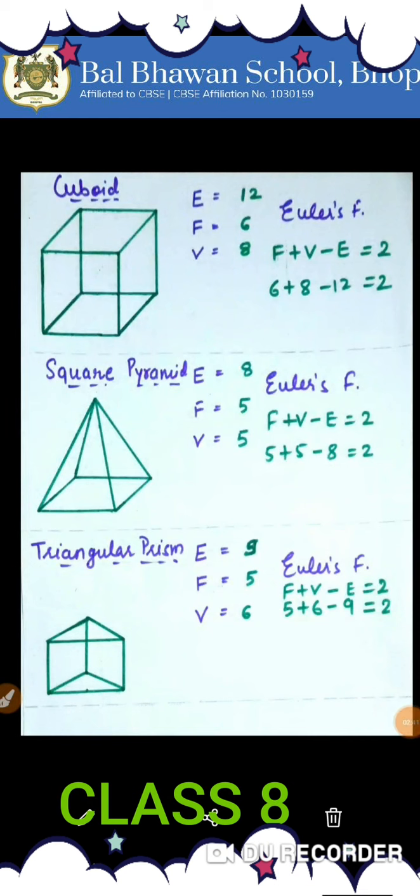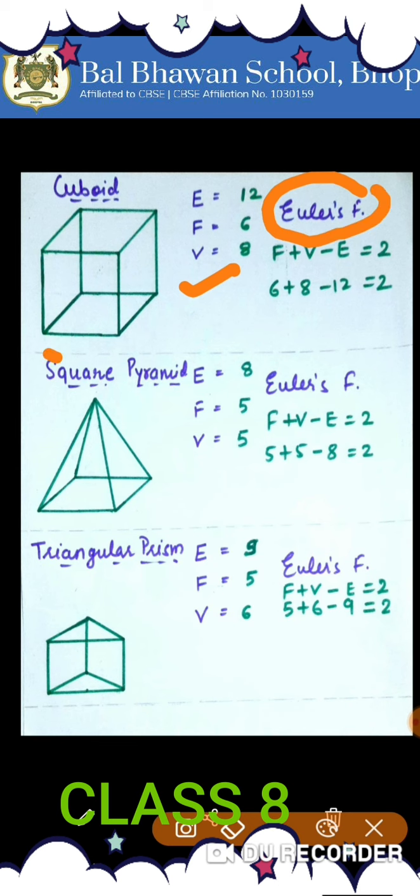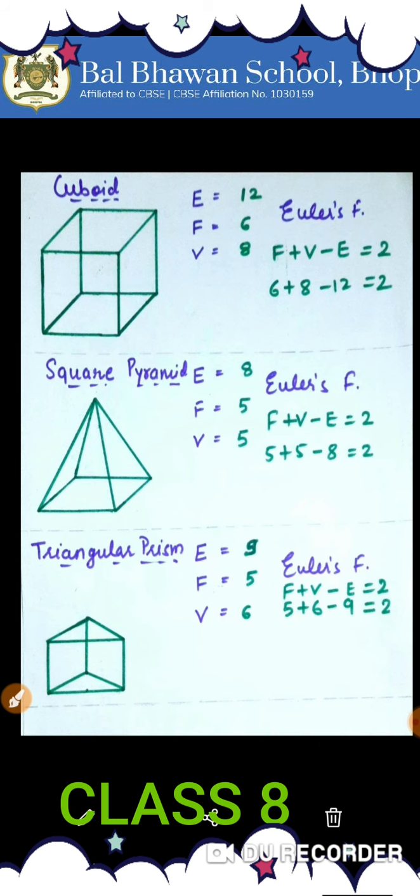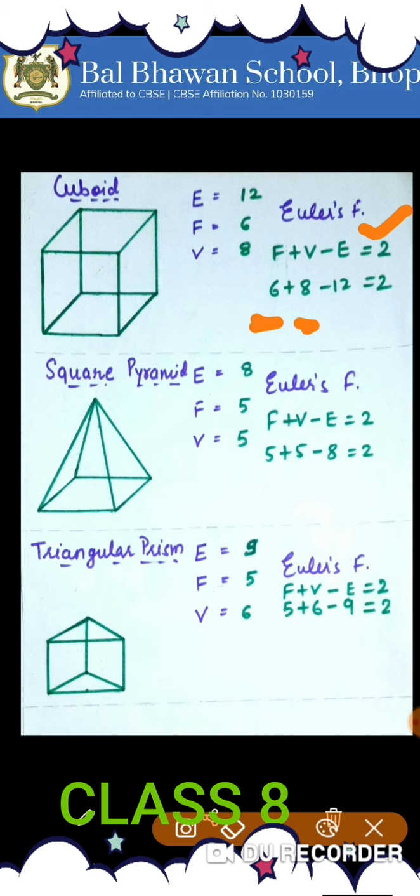Let's see the cuboid. As we have already learned the live examples of cuboid, and how many faces, vertices and edges are there in a cuboid, now we will learn how to verify Euler's formula for this solid shape. As I told you, Euler's formula is F plus V minus E is equal to 2. Right? Now in this we are going to place the values. F is 6, V is 8 and the number of edges is 12.